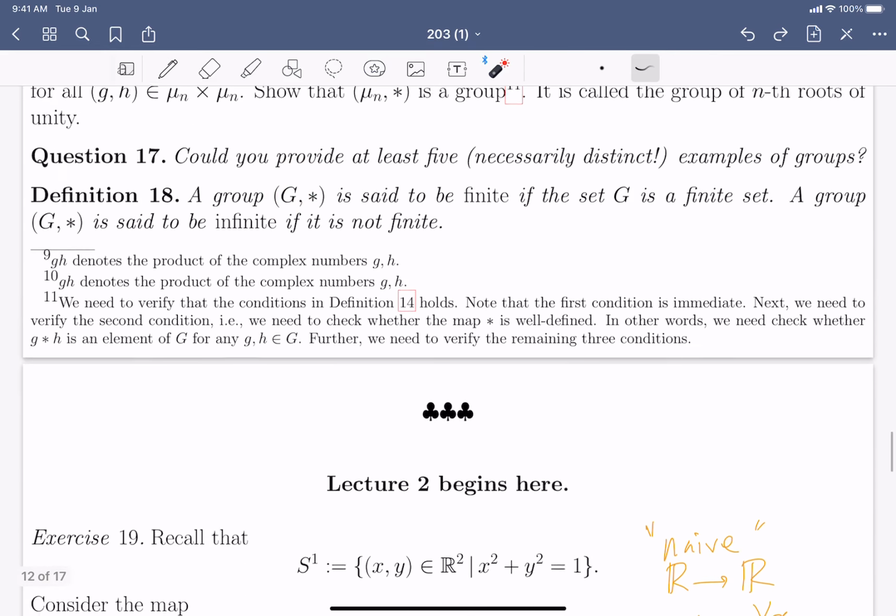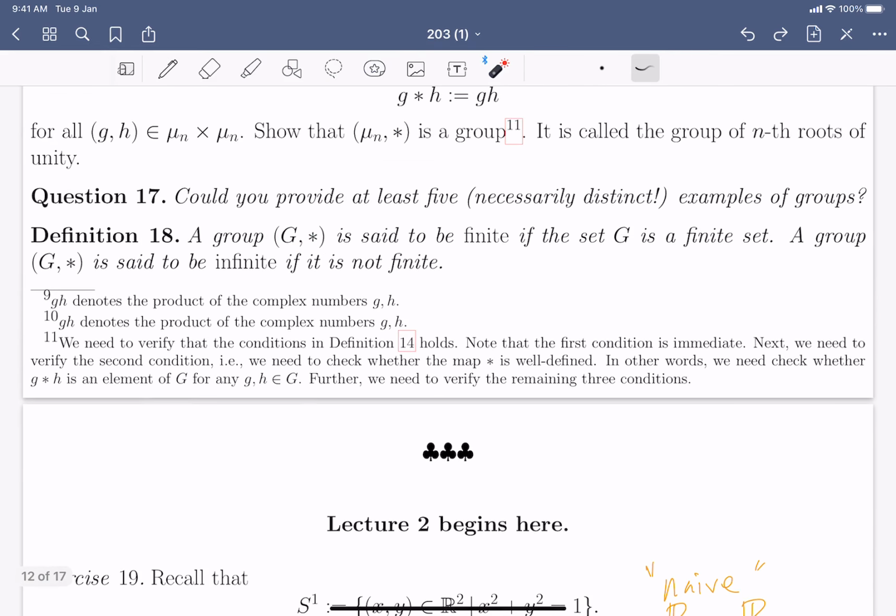Also, probably this is something that I did not mention, and I will mention in some of the upcoming lectures: if you have a group G comma star, by abuse of notation, we will just say that we have a group G. Unless we specify this symbol star, it doesn't make any sense, but usually the star would be clear from the context. So in that case, we will just write the symbol G to denote the group G comma star.